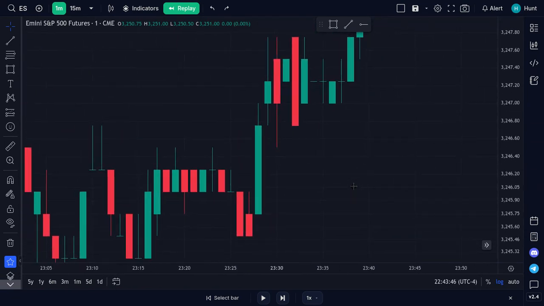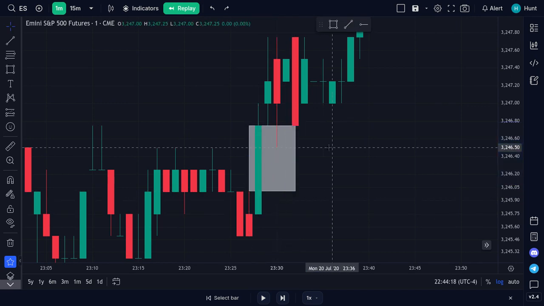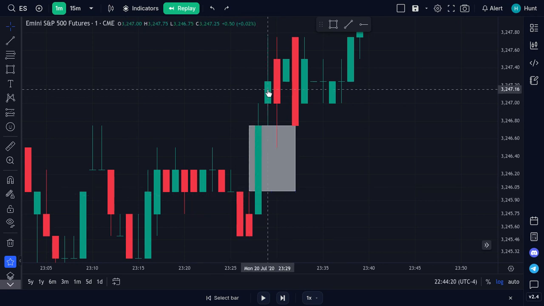So do we see any fair value gaps within this price action right here? Well, immediately I'm looking at this red candle, I'm looking at this green candle, and then I'm looking at this green candle. Remember, it takes 3 candlesticks to form a fair value gap. Do we see a gap between the first candle and the 3rd candle? I do. If we look at this red candle's wick at the top, we look at this green candle's wick at the bottom, and we draw this out, we see that there is a gap between both of these wicks. So this is a bullish fair value gap.